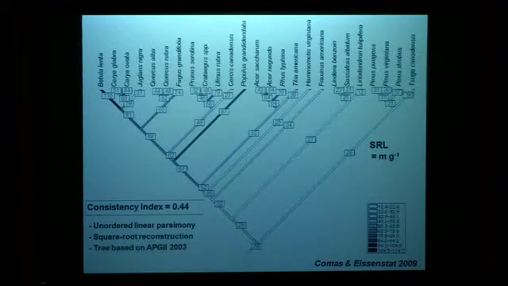And it turns out that what we were seeing seemed to be a phylogenetic pattern. There's a consistency index of about 0.44. So what that's telling us is that about half of the variation that exists is actually mappable, is actually consistent with a phylogenetic tree. So there is still variation within some of these clades. That's the other half of the variation.